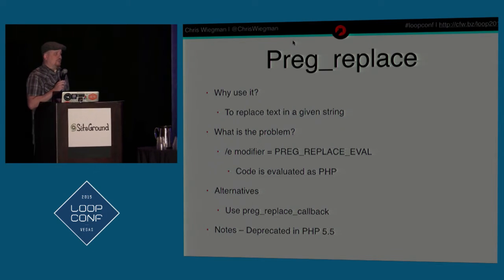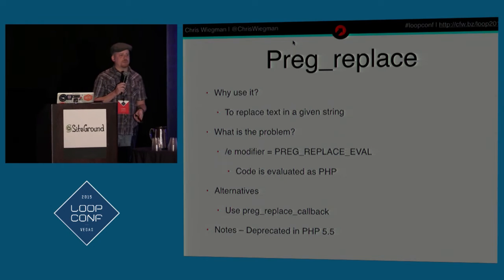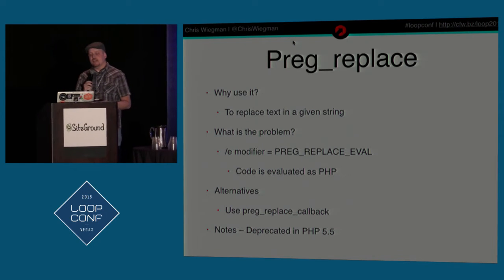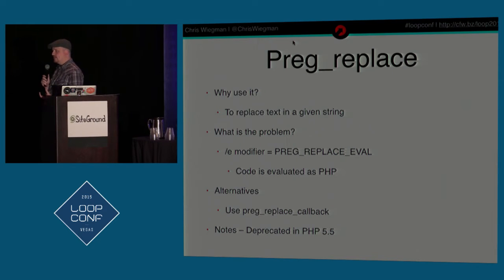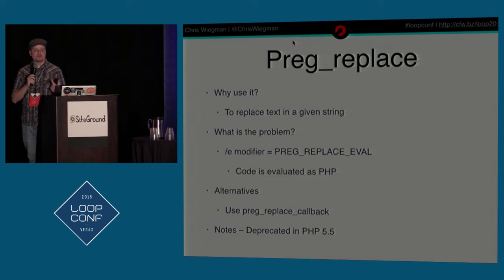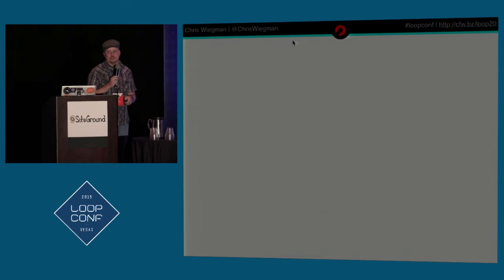There are alternatives, and in fact, this has been deprecated in PHP 5.5, but again, so many of us are developing for older versions, that things like preg_replace_callback, where you actually assign a callback to process the data, just like you would in JavaScript or other things, any type of callback you would use. While they're available now, it's still something that we need to watch out for in some of the older code that we're writing.